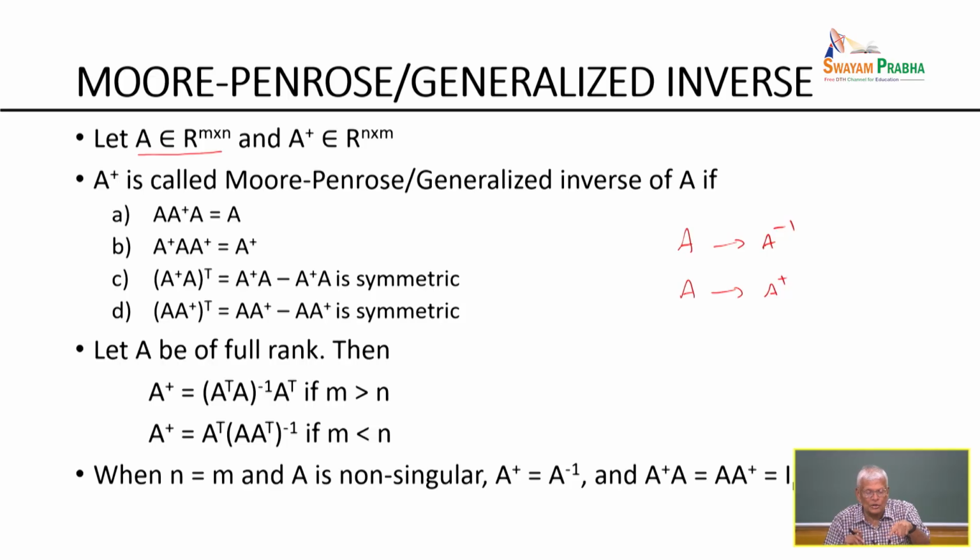A plus is called the Moore-Penrose type generalized inverse if it satisfies 4 properties. This is how they defined it. First, A A plus A is A. Before I go further, please understand the generalized inverse of an m by n matrix is n by m. So A plus A must be equal to A. How does this work?